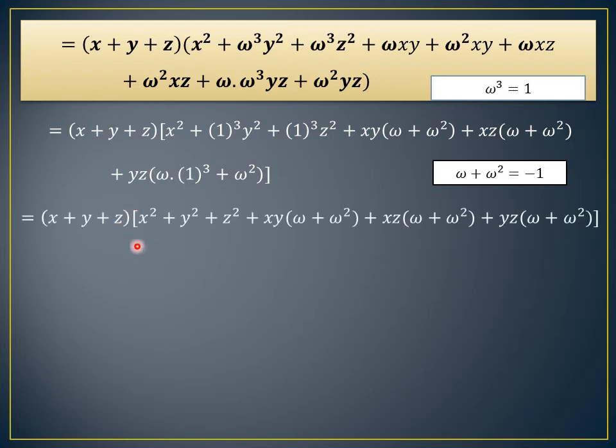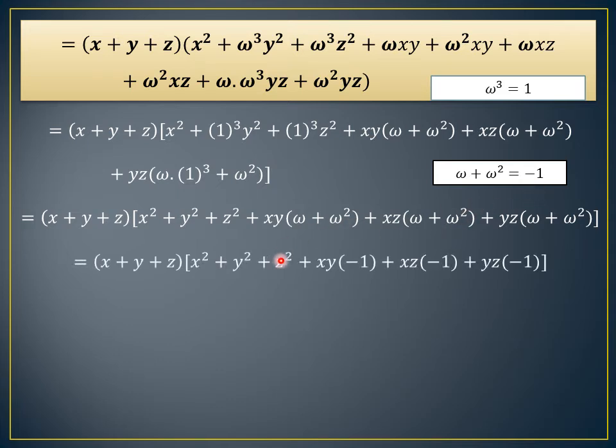So the brackets will become x square plus y square plus z square plus xy into omega plus omega square, plus xz into omega plus omega square, plus yz into omega plus omega square. Now I will replace all the brackets of omega plus omega square with minus 1. It will become xy into minus 1, xz into minus 1 and yz into minus 1. You all know that multiplying 1 with any digit, the answer remains the same.